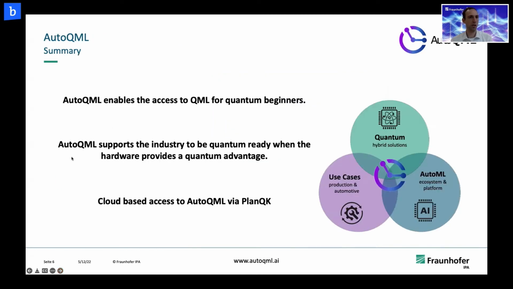Okay, so to sum up with the first half, AutoQML enables the access to quantum machine learning for quantum beginners. Since all the process is automated, you don't need to be an expert to use the quantum machine learning algorithms for first applications. And our target is to support the industry to be quantum ready when the hardware then provides a quantum advantage, so that industry can use quantum machine learning without first training a lot of people in a couple of years.